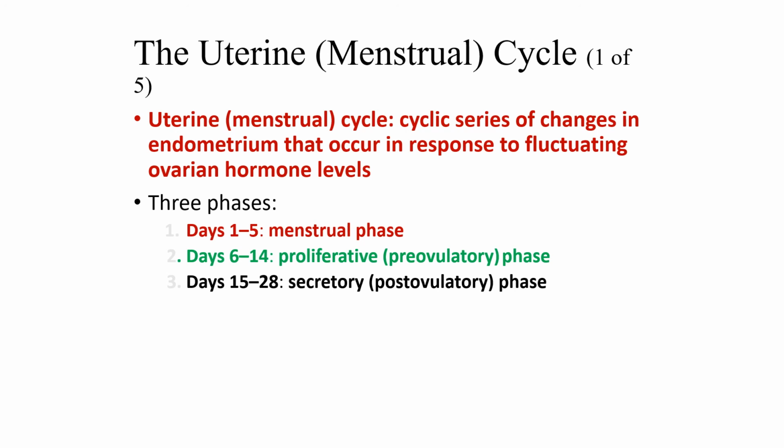Day 6 is the beginning of the proliferative phase, where the functional layer begins to proliferate, grow back, regenerate. And then day 15 to 28, you have the secretory phase, and this is talking about secreting hormones. This is after ovulation. Do you remember when we talked about the luteal phase is always 14 days after ovulation? Okay? So keep that in mind.